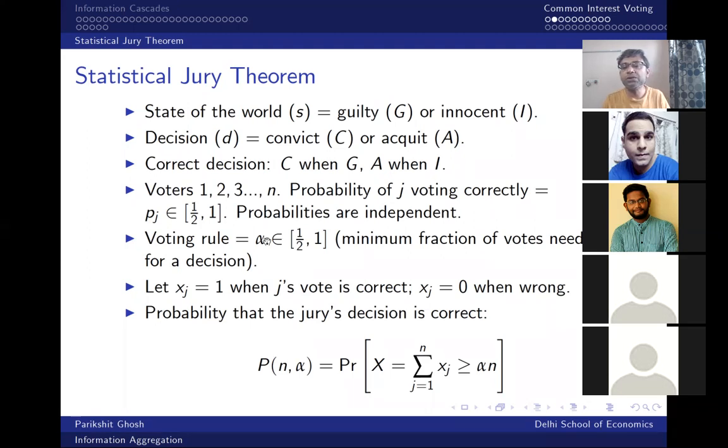In jury trials, it's actually unanimous. So you need unanimity for conviction, unanimity for acquittal, and any kind of hung jury, some people vote one way, some people vote the other, that leads to what is called a mistrial. And a new trial has to be called. Neither decision can be taken.